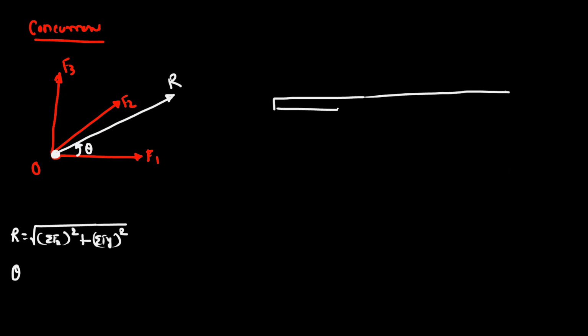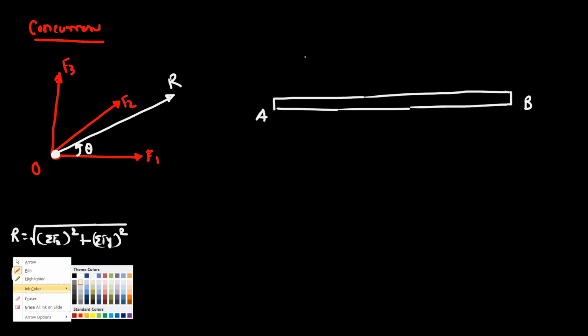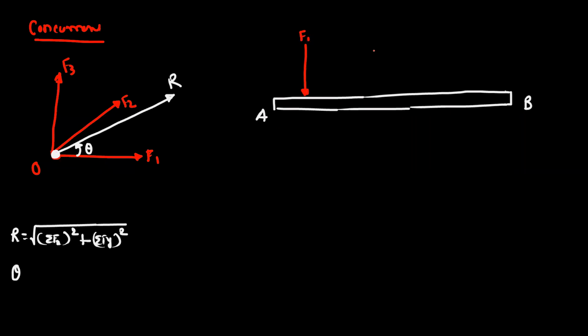But in case of a parallel force system, suppose we have a rod AB. On this rod AB, there are three forces like this: F1, F2, and F3. We know the equation for the resultant force. R is equal to, as all the forces are vertical, summation Fy only. So from the calculation, we will get some answer. But how to decide the exact location of this resultant?